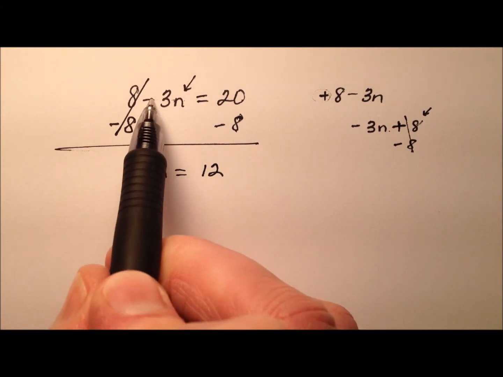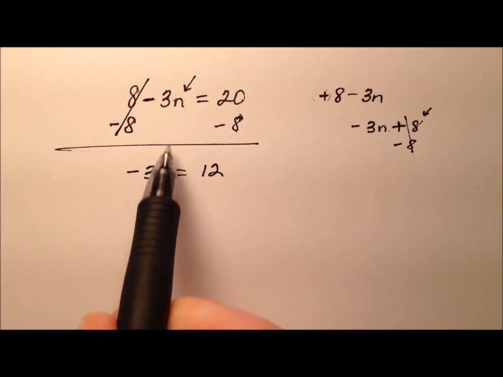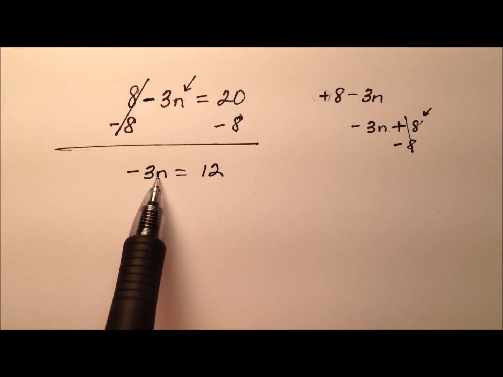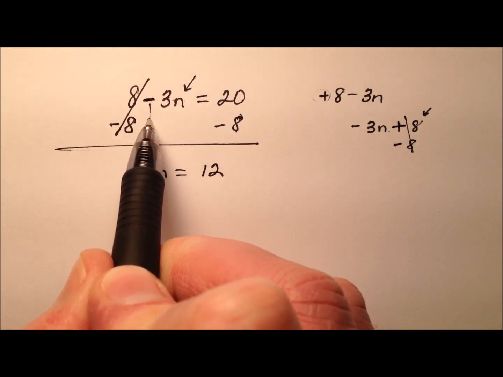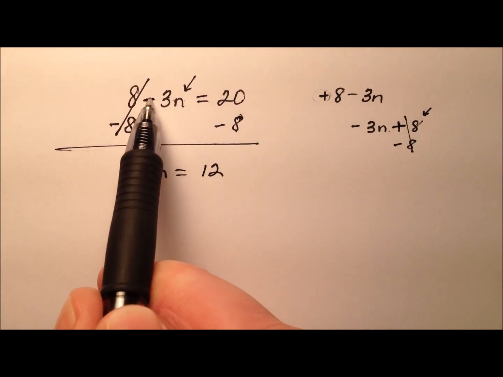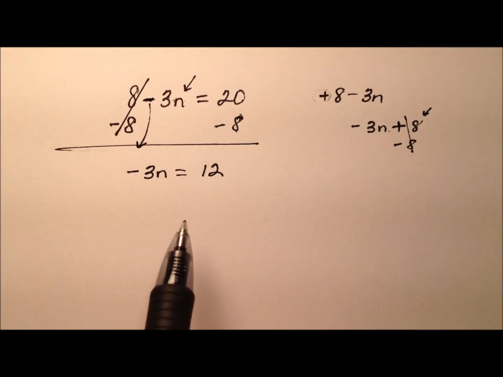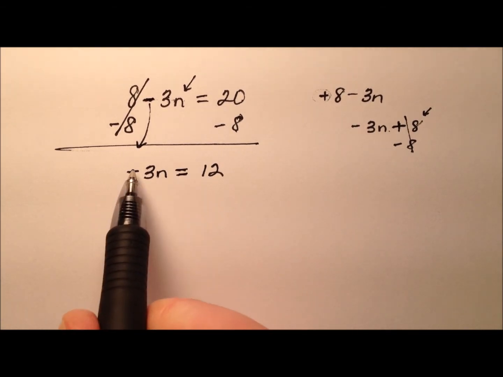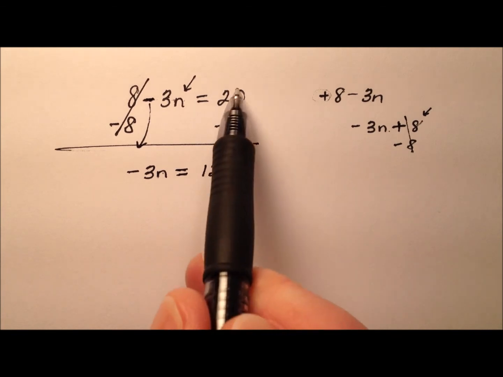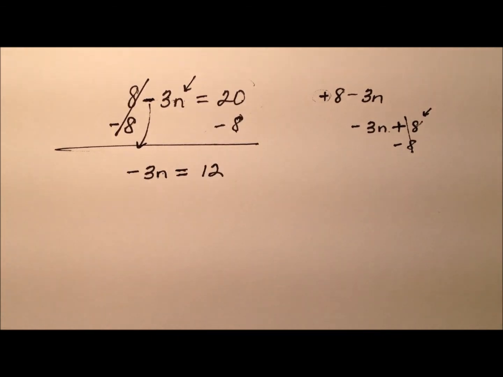So I'll tell you one common mistake I see that students make. This negative 3n sometimes somehow becomes a positive 3n because they don't bring this negative down along with the 3n. For some reason, sometimes I see this negative kind of gets lost. So let's make sure that doesn't happen. So now we have negative 3n equals 12. So our two-step equation has now become a one-step equation.